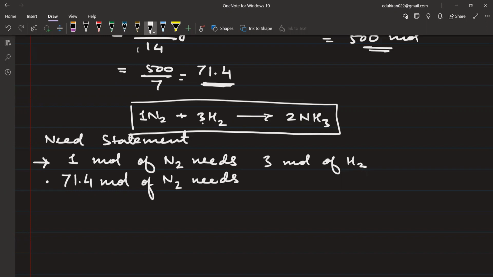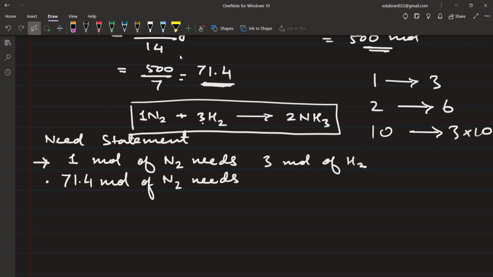71.4 upon 3. बहुत ही बढ़िया. 1 में आपको 3 चाहिए, 2 में आपको कितना चाहिए होगा? 6. ठीक है. 10 में 30, 3 into 10 हो रहा है ना. 71.4 में कितना चाहिए होगा? 71.4 into 3. देखिए प्लीज आप लोग कंसेप्ट पे जाइए. मल्टीप्लाई, डिवाइड, एडिशन, सब 4 आप लोग को ऑपरेशंस आते हैं, उसी में से कुछ करके आप लोग का आंसर निकालना रहता है. प्लीज डोंट गो बाय दैट कॉन्सेप्ट.